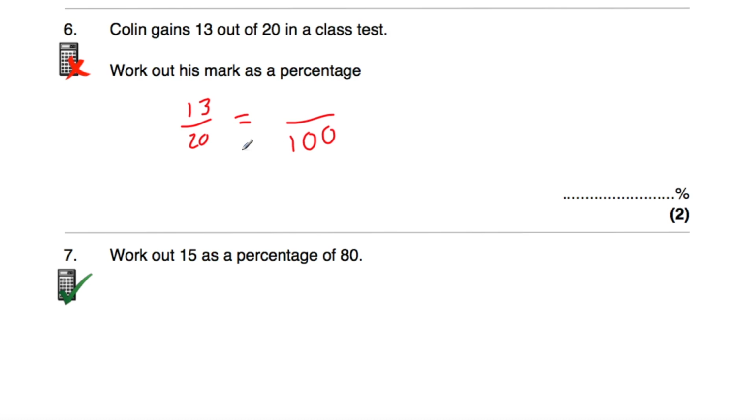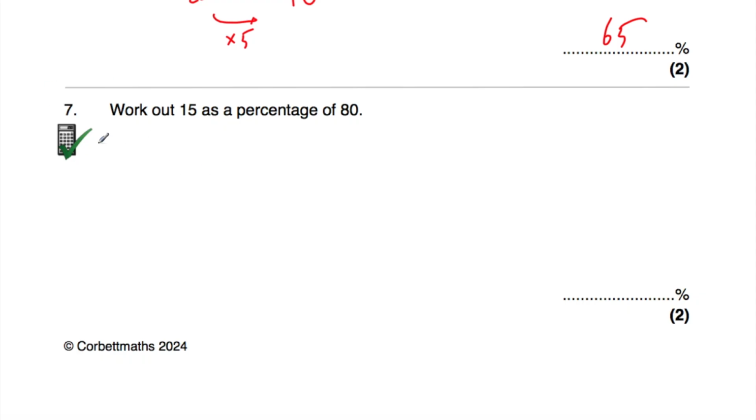To get from 20 to 100, we times by 5. So if we times the numerator by 5, if we do 13 times 5, we can find out what it would be as a percentage. So 13 times 5, well, 12 times 5 is 60. So 13 times 5 would be 65. Or you could use your column multiplication there and do 5 times 3 is equal to 15. Put a 5 down, carry a 1. And 5 times 1 is equal to 5 plus 1 is equal to 6. That's 65 out of 100, which is 65%. And that's it. Okay, let's look at our next question, question number 7.